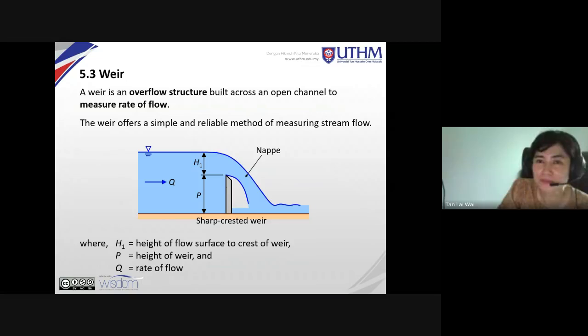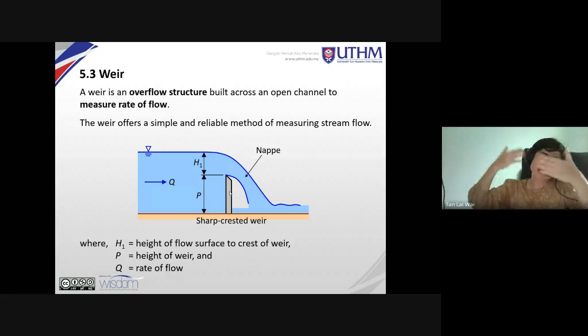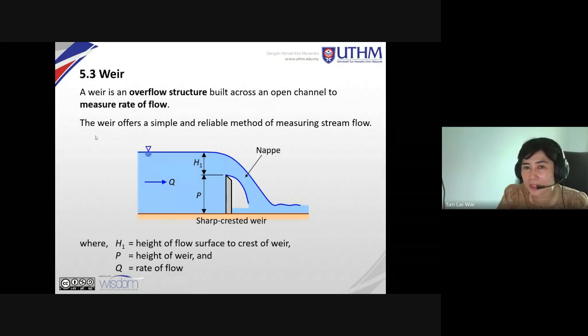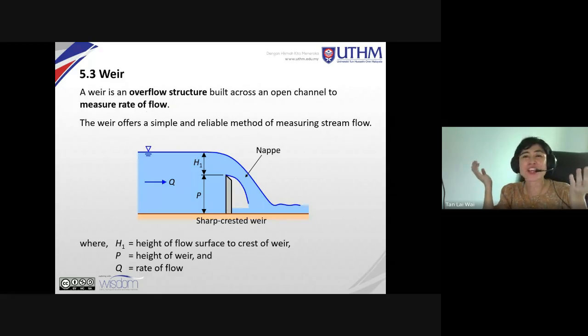Now, the third structure here. I'm just going to go up to weir only for today's class, because going too fast, we couldn't learn too much. We'll just go slow. Now, what is a weir? A weir is an overflow structure. We are looking at the side view. An overflow structure built across an open channel to measure rate of flow. When I say measure rate of flow, you know that our purpose would be to find Q.